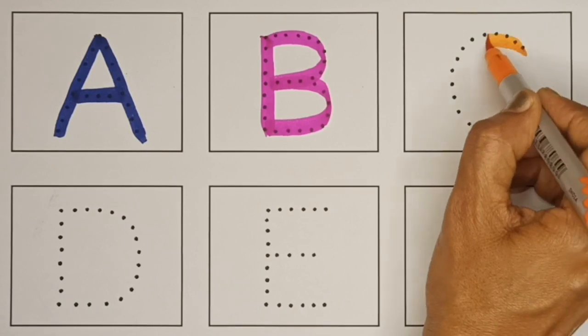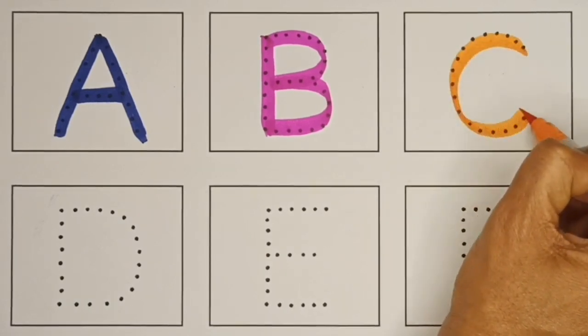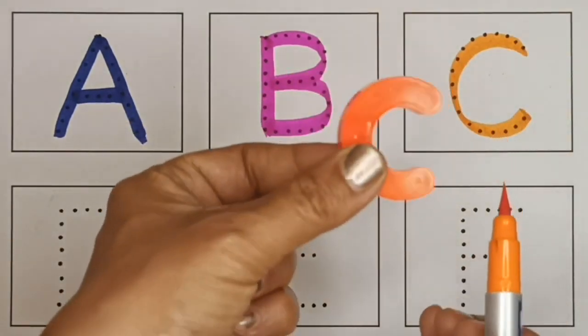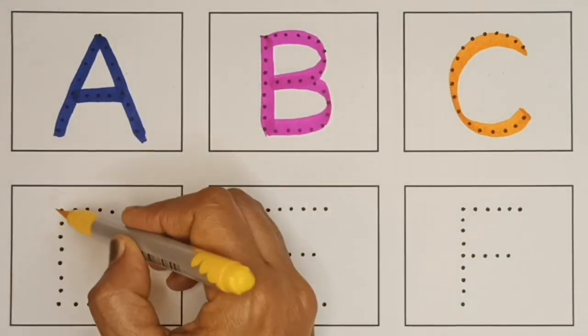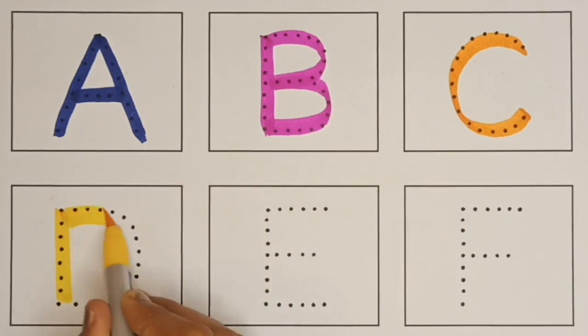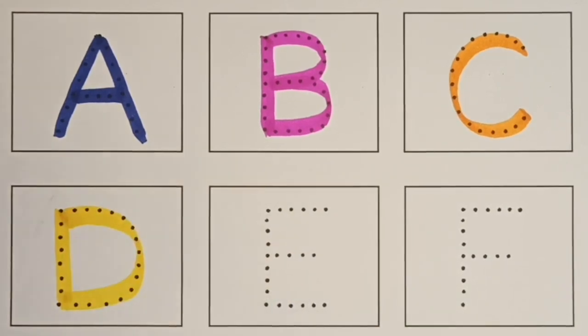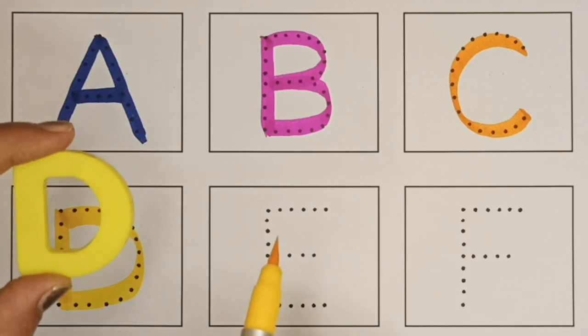C. C for cat. Orange color. D. D for dog. Yellow color.